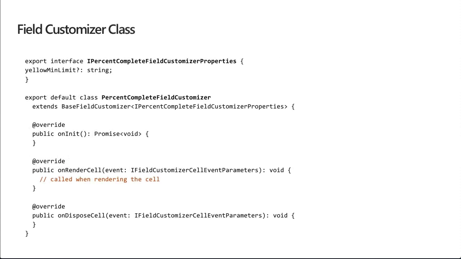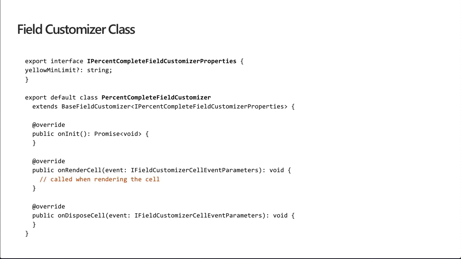So here's what the class looks like for this. You'll have your properties at the top as you see there, and then we'll have our field customizer that extends the base field customizer class. There are a couple of different events here. You have your onInit, just like you had with your application customizer. But the one method that's interesting here, where you'll do most of your work, is the onRenderCell.